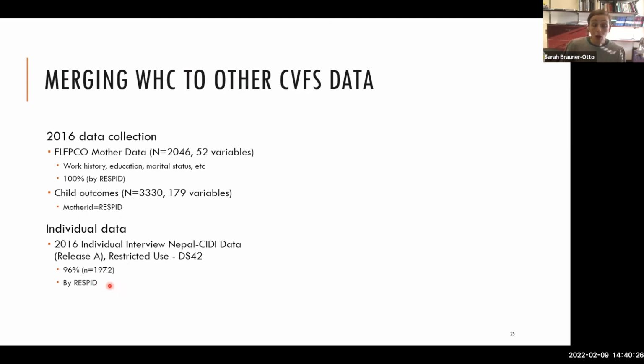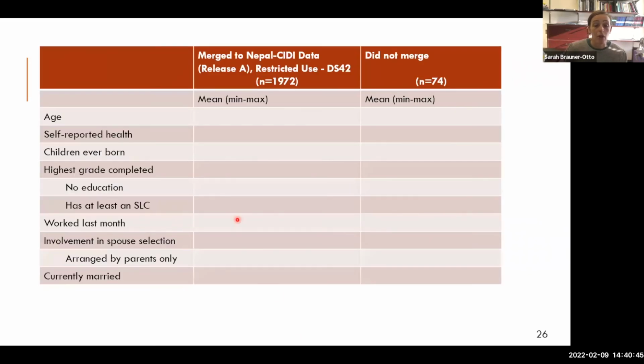Almost all of the women interviewed in the 2016 female labor force participation and child outcomes data collection were also part of this larger individual interview. And so we can get 96% merged on by respondent ID. Just to give you a little bit of detail about how different those few women are who didn't merge on, I have some of the basic information here from the women's survey in connection with the work history calendar.